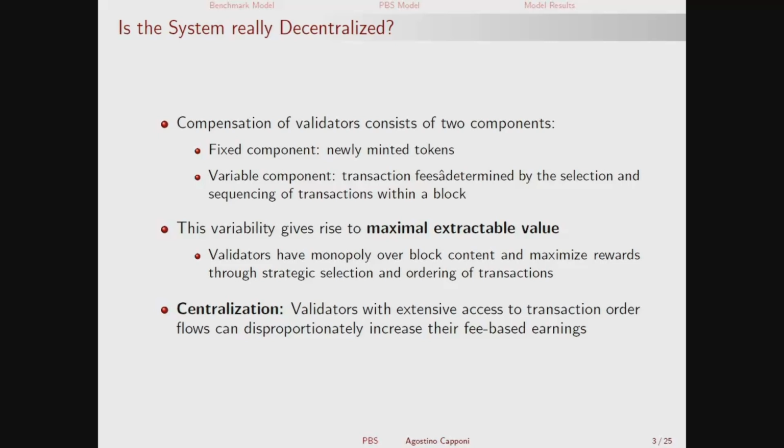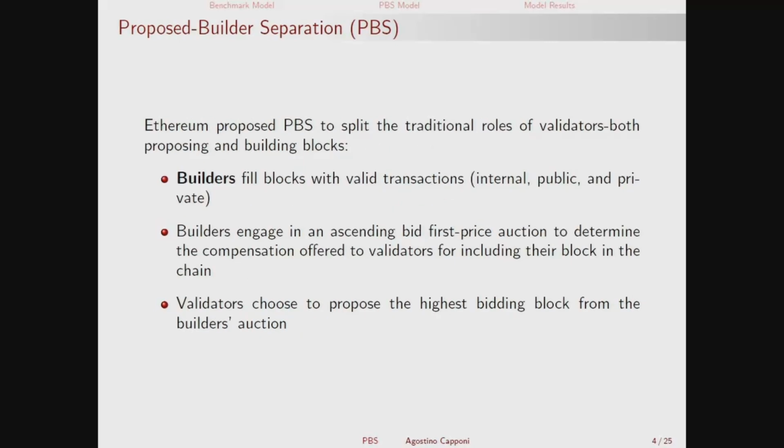Because there are a lot of opportunities to reorder transactions and to include transactions that maximize the value, this creates a disparity between different validators, depending on how good they are at selecting transactions, sequencing them, and making sure that they generate a lot of value. This value is also called maximal extractable value, because in the end, the one extracting this value is the validator, right? Because they are the ones who are tipped to include the transactions into the block.